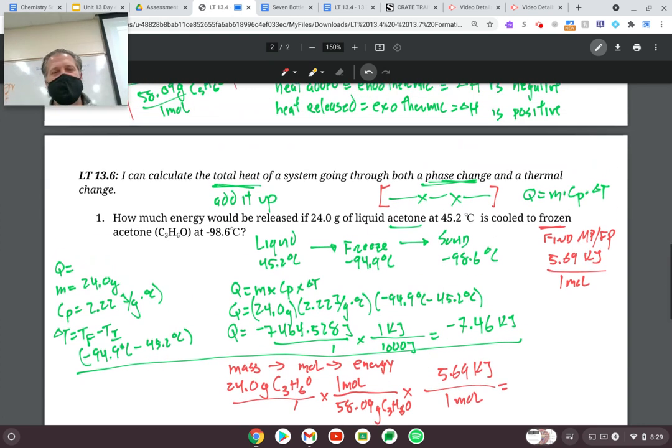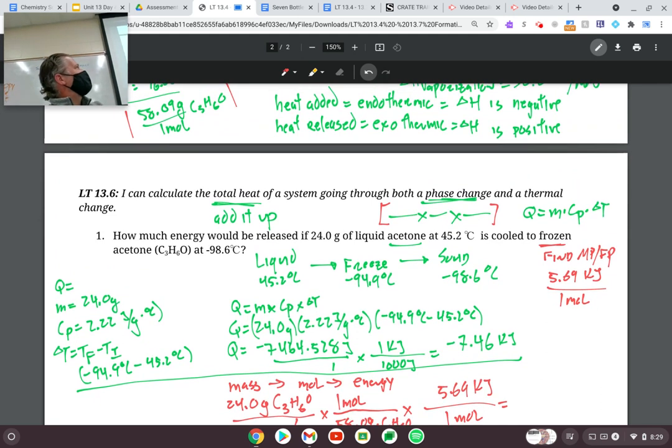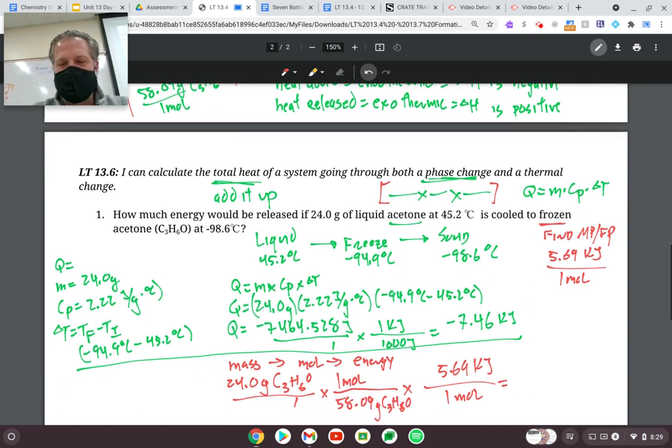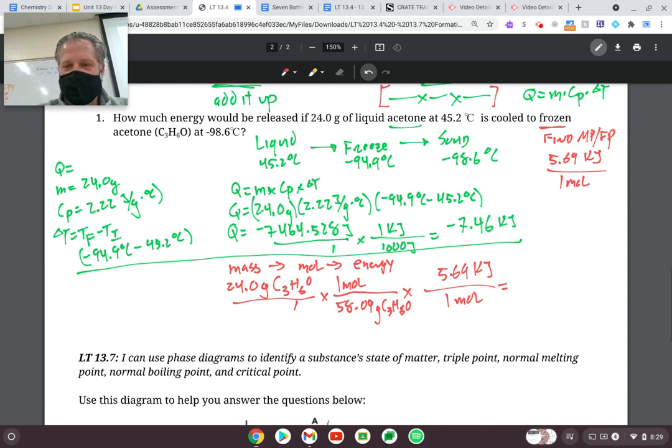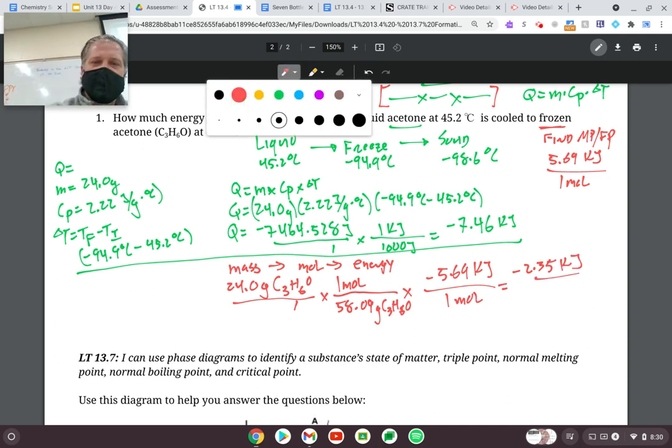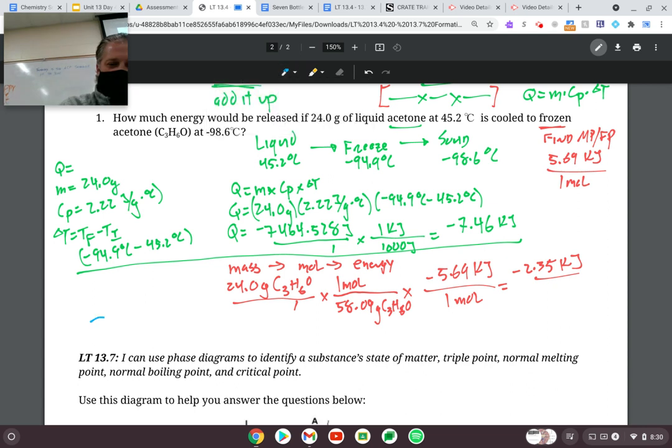And then I'm going to go back up and just look at this little ditty right here at the top that says heat added is endothermic, delta H is negative. Heat being released is exothermic, delta H is positive. So in this instance, because heat is being released, we're going to say that this is going to be negative. And so now we're going to multiply straight across. So 24.0 divided by 58 times negative 5.69, I get a value of negative 2.35 kilojoules.